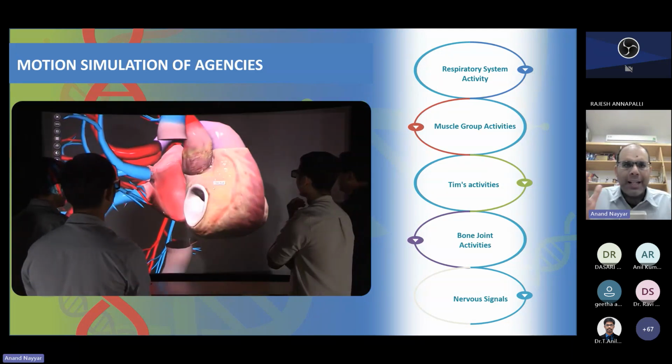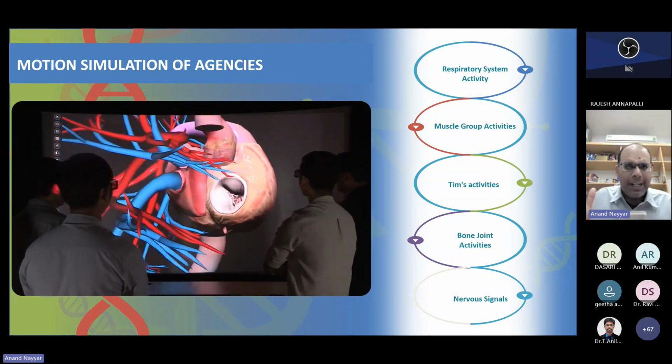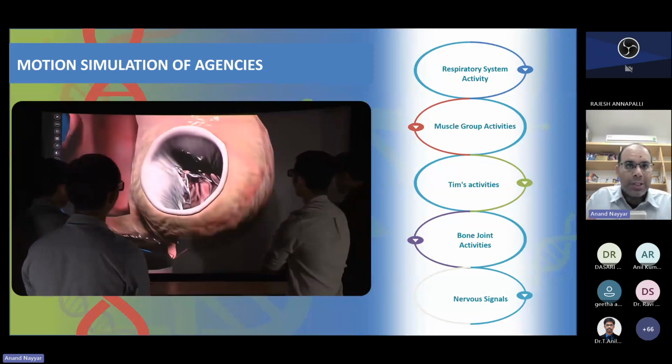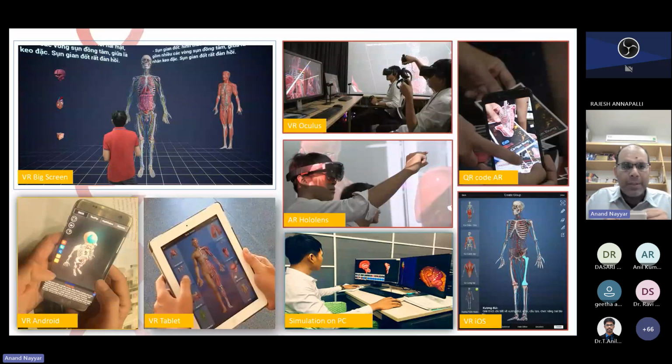So this is my team that is working with advanced AR and VR technology. We are using HoloLens 2. We are using Apple Vision Pro. We are also using the Oculus technology from Facebook. So everything is working in our hands, and we are trying our level best to take it to the next level and upgrade it to the best of our capabilities. So these are some of the glimpses that you can see.